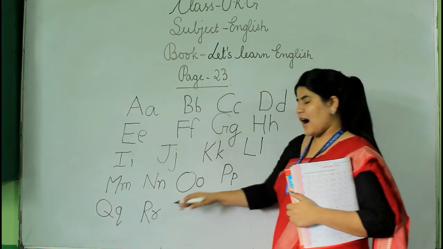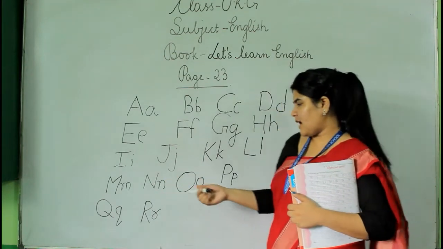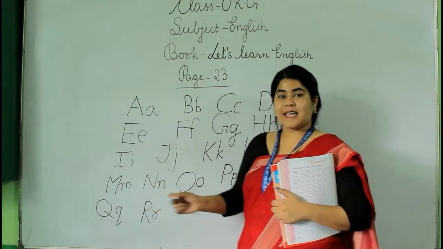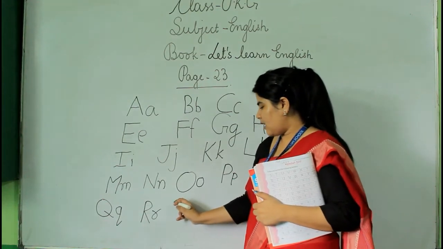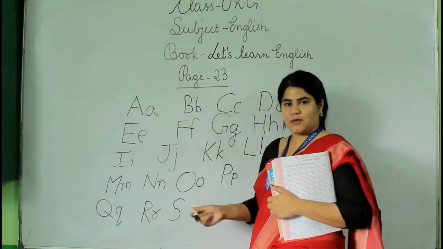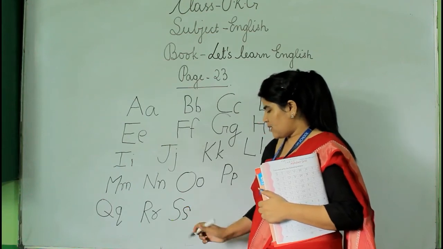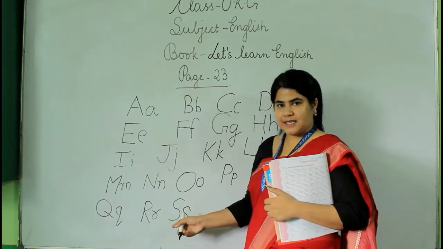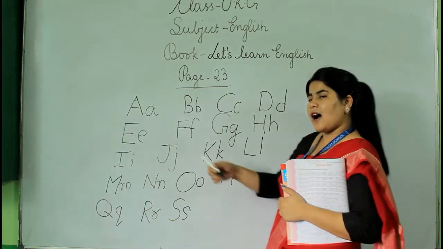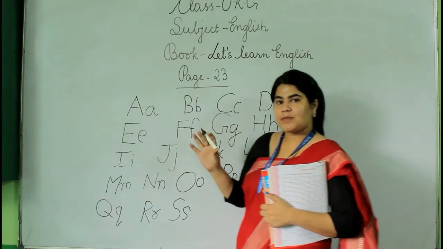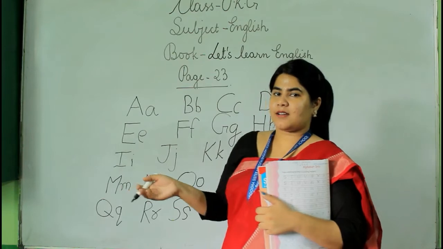Okay. Now after R, what comes after R? P, Q, R, then S. A curve. Little bit in this way. Okay. A curve. For small letter also in this way. Little bit smaller than this. Okay. Now S is for sun, S is for sunflower.